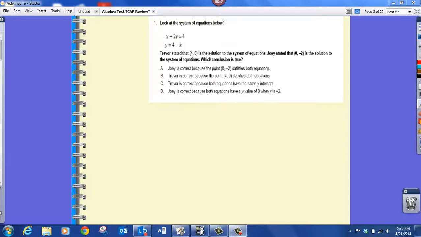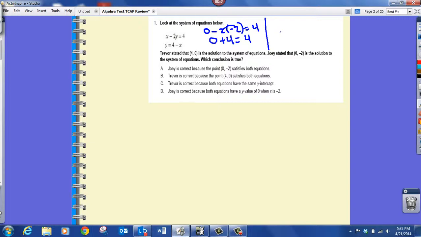So x, I'm going to say 0 minus 2 times the y, which is in this case negative 2, equals 4. Well, remember my order of operations. Negative 2 times negative 2, that is 4. Alright, so 0 plus 4 equals 4. Hey, that works. That's true. But now remember, it says it has to satisfy both.